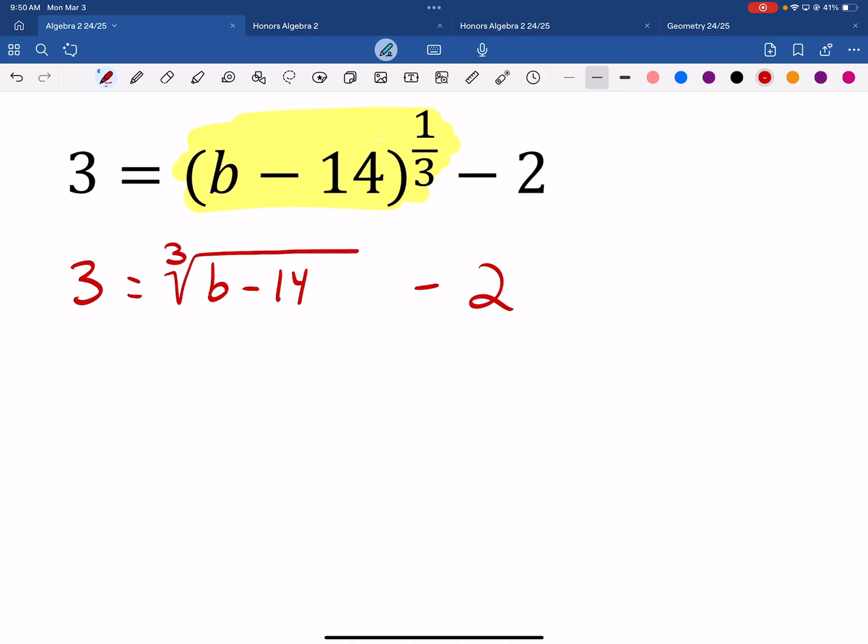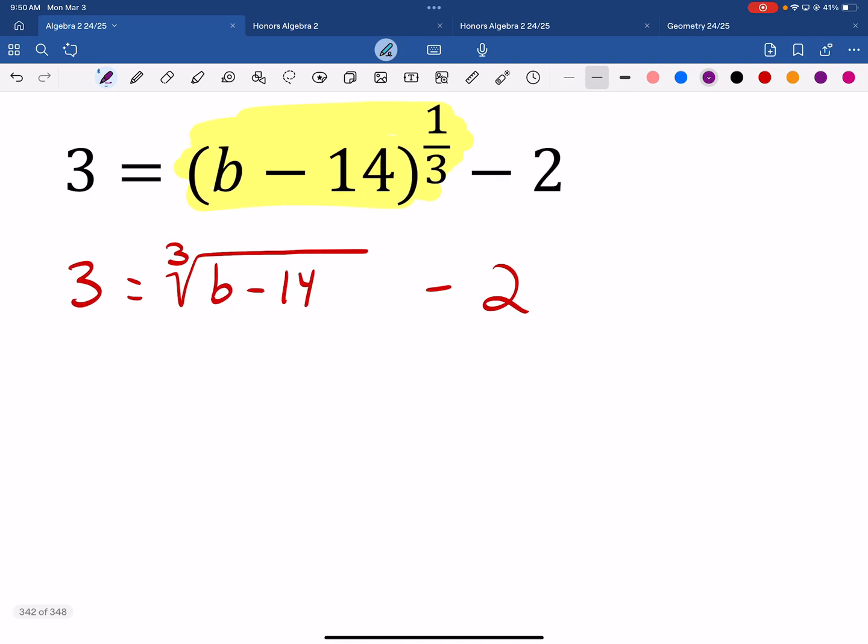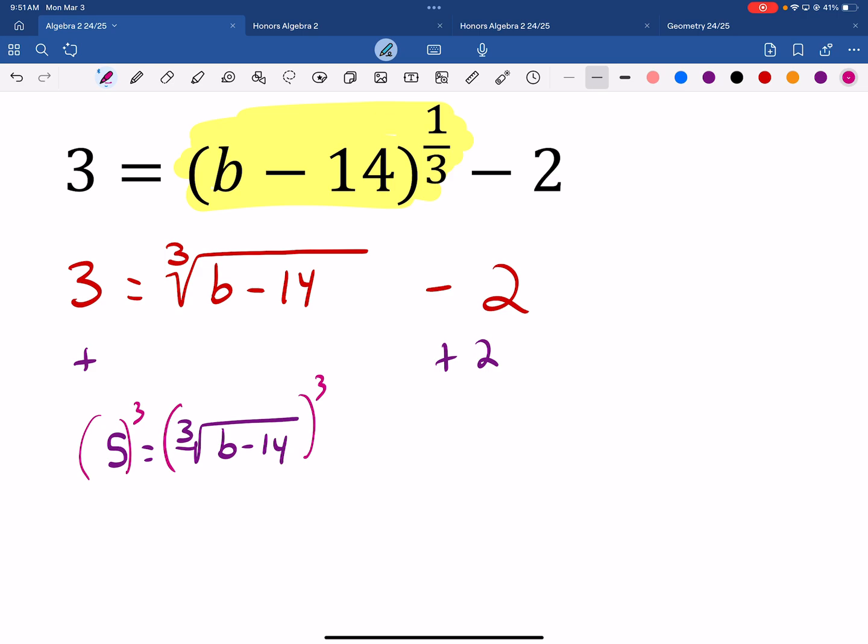All right, let's take a look. What first? What do I do first? Add 2. So 5 is equal to the cubed root of b minus 14. Now what? Cube it. 5 cubed. 5 times 5 is 25 times 5 is 125. 125 is equal to b minus 14.